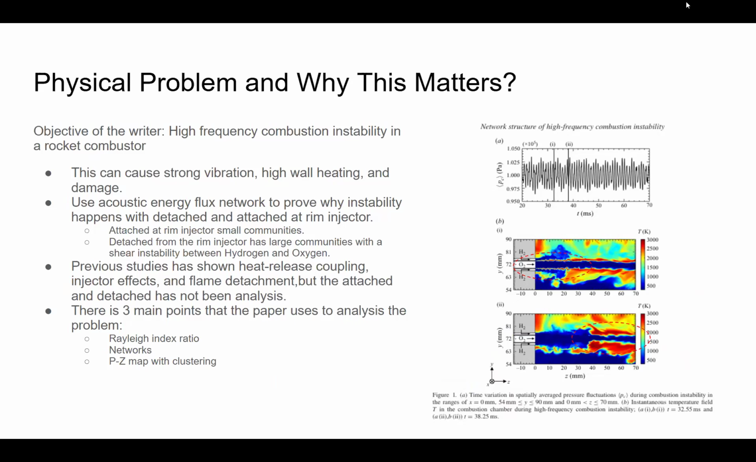Anyways, the problem is high frequency combustion instability in a rocket combustor. There will be damage, vibrational and heat problems, and all that. So we're going to use an acoustic energy flux network to show why instability happens with the detach and attach of the rim injector. Attach at the rim injector gives small communities; you'll see what communities are later. Basically, detach will be more unstable, but instability shear happens, and you'll see what that is later.